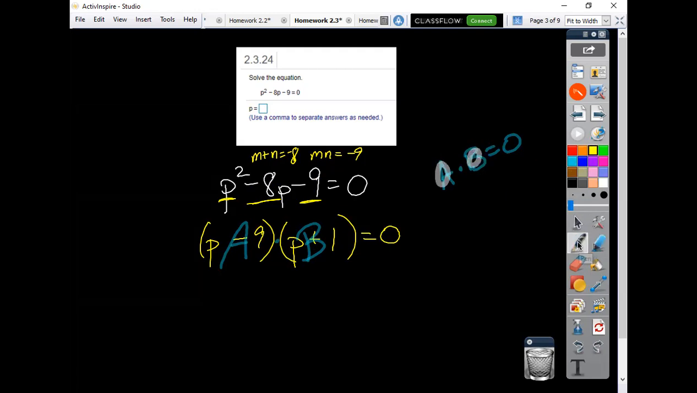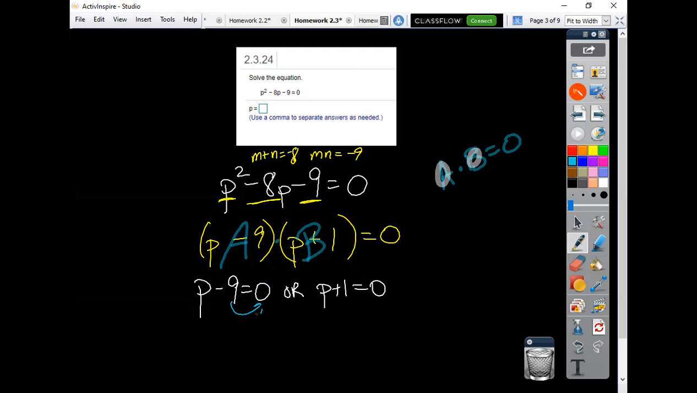So let's figure out what they would be to make that happen. So when would p minus 9 equal 0? This is called the zero product property. Or also the original problem would work if p plus 1 was 0.